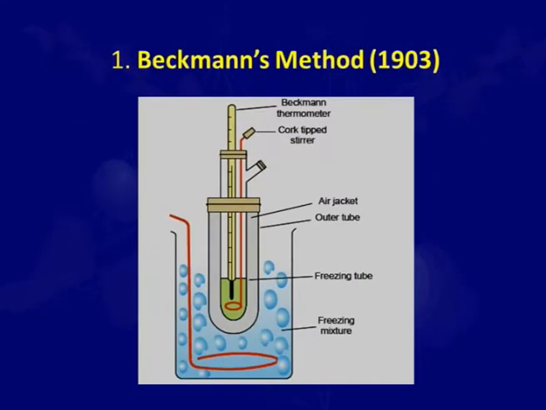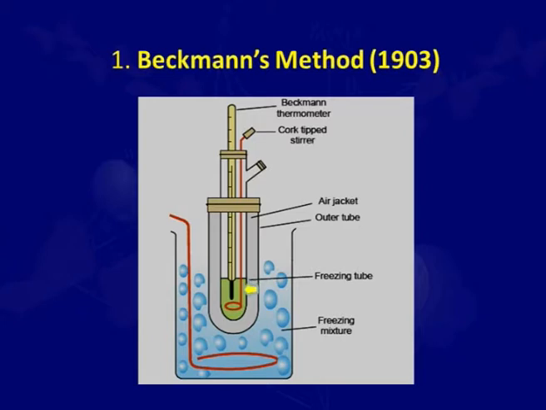The apparatus for Beckmann's method consists of a freezing tube with a side arm to contain a solvent or solution. The solute can be introduced through the side arm. An outer larger tube into which is fixed the freezing tube, the space in between providing an air jacket which ensures a slower and more uniform rate of cooling. A large jar containing a freezing mixture, for example ice and salt, and having a stirrer.